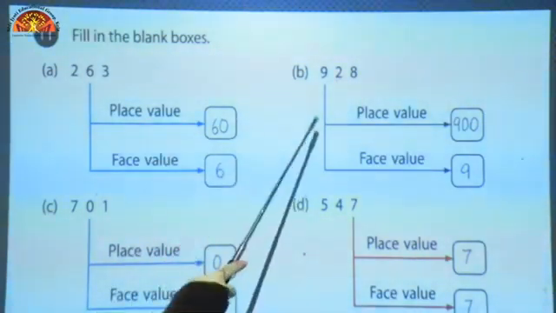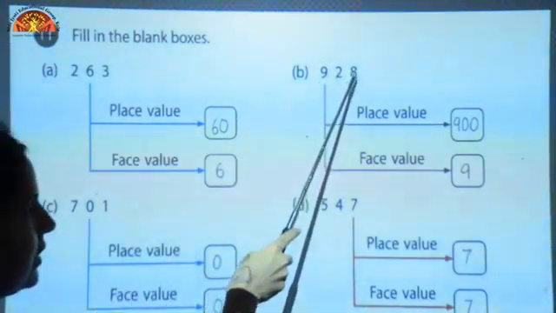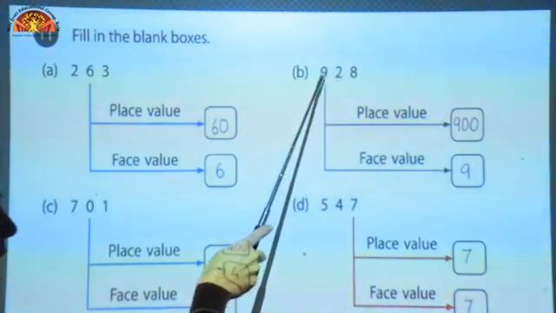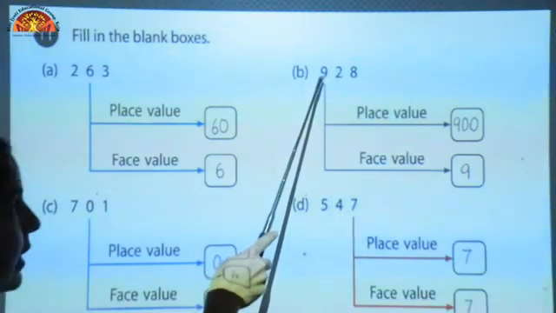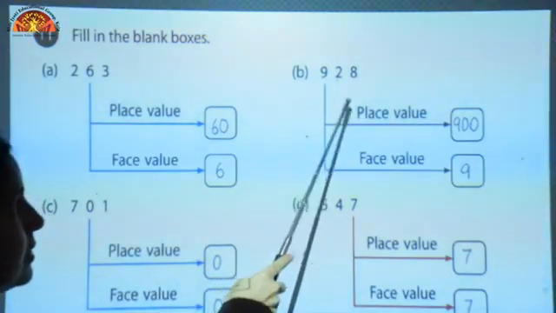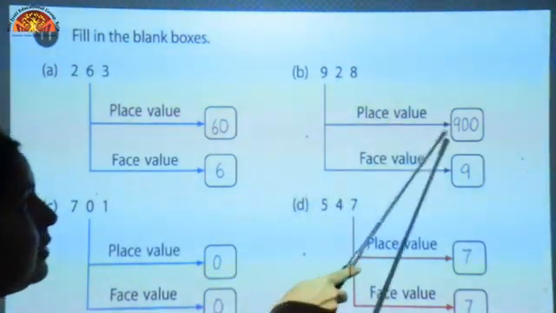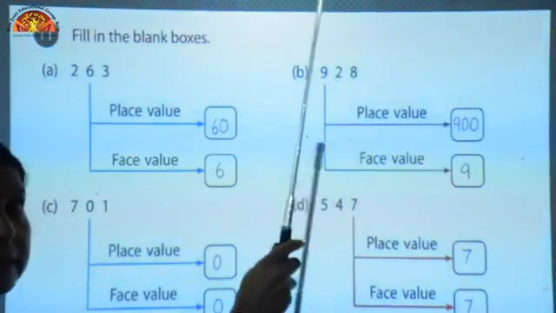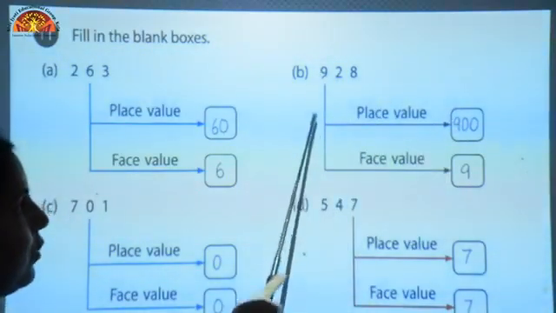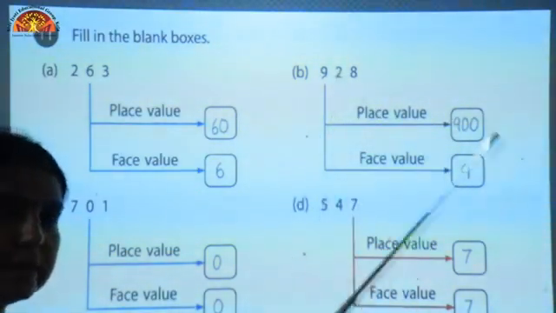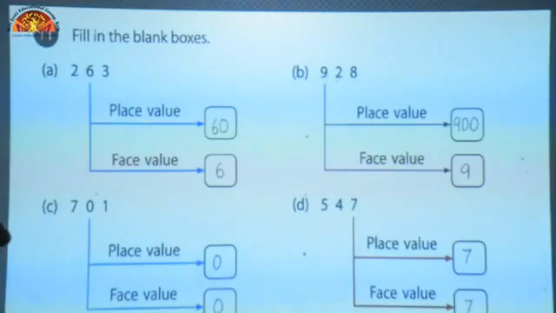See one more example. 928. Here we have to tell the place value and face value of this 9. This is at hundreds place. So we will write at hundreds place 900. 900 means 900, and the face value of 9 is as it is, 9. I hope you have understood.